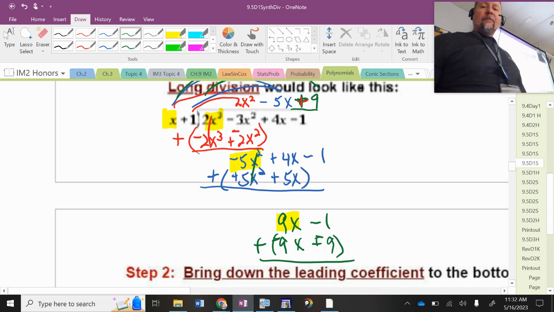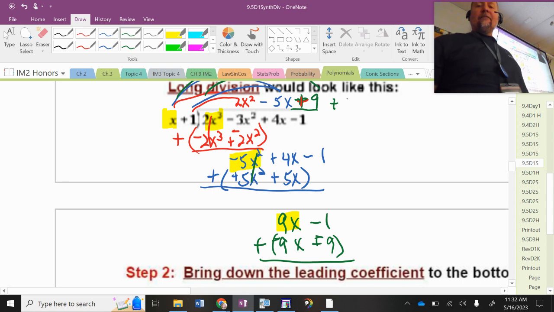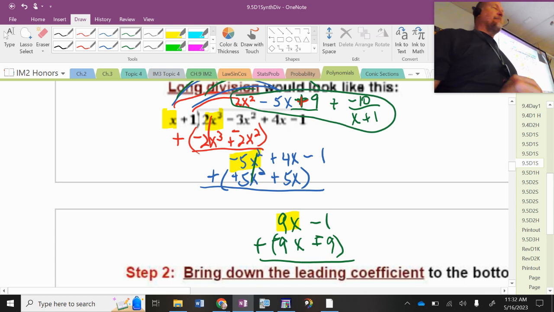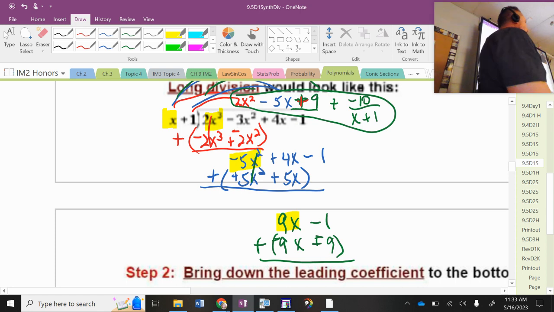What's your remainder? David, what's your remainder? Negative 10 over, what do I put it as? Over x plus 1. And this is how I have my CAT students write the final answer. Just keep it up on top of that blank, sticking the remainder over the divisor as one more term.